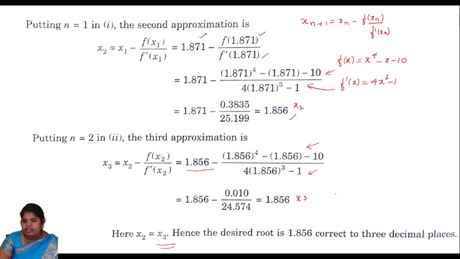So in the Newton-Raphson method, we should use this formula. This is a very important concept. In this formula, if we substitute the values 0, 1, 2, 3 for n, we can obtain the first approximation, second approximation and so on. And when the values of x2 and x3, or x3 and x4, are equal, we can stop the iteration.